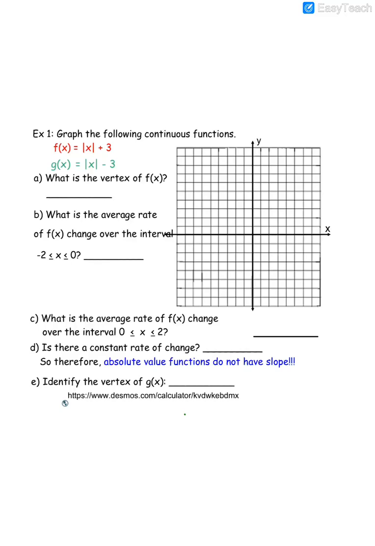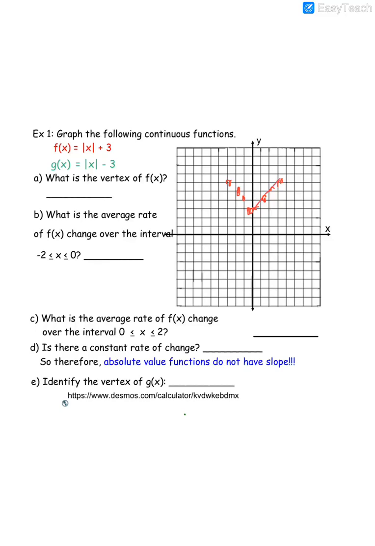I'm going to look for where the vertex is. You can actually find the vertex. The vertex is at 0, 3. So I'm going to go there, 1, 2, 3, and I'm going to put a dot. And then if I look, it's negative 1, 4, and 1, 4, and 2, 5, negative 2, 5, 3, 6, negative 3, 6.